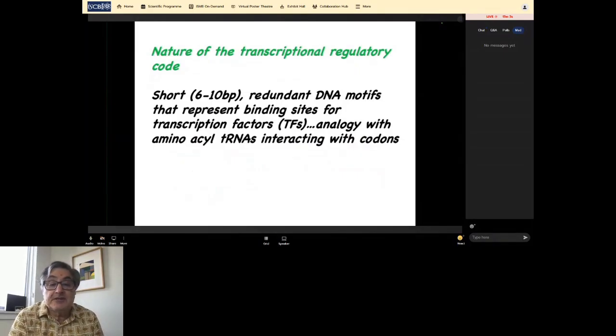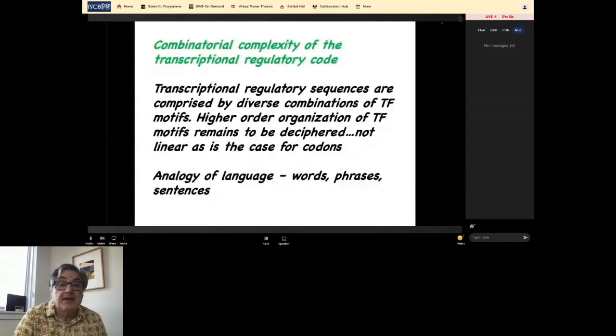So now to come back to the problem of the nature of this transcriptional regulatory code, we've known for some time that the building blocks are these short 6 to 10 base pair DNA motifs. They have considerable redundancy. They represent binding sites for individual transcription factors. And you can draw an analogy with aminoacyl tRNAs interacting with codons in the context of the genetic code.